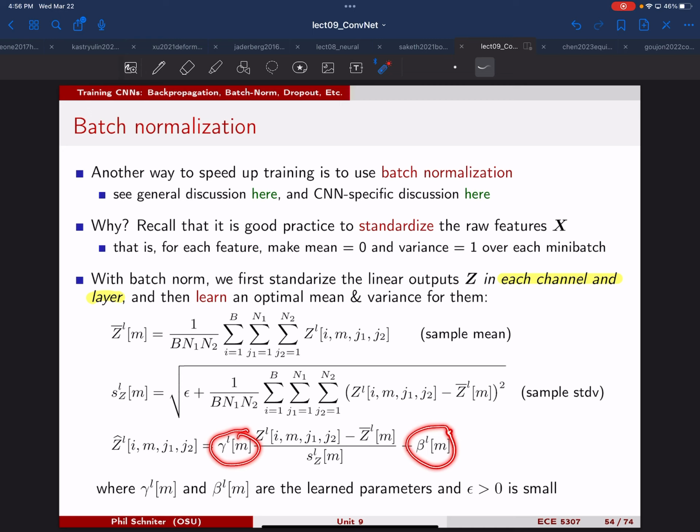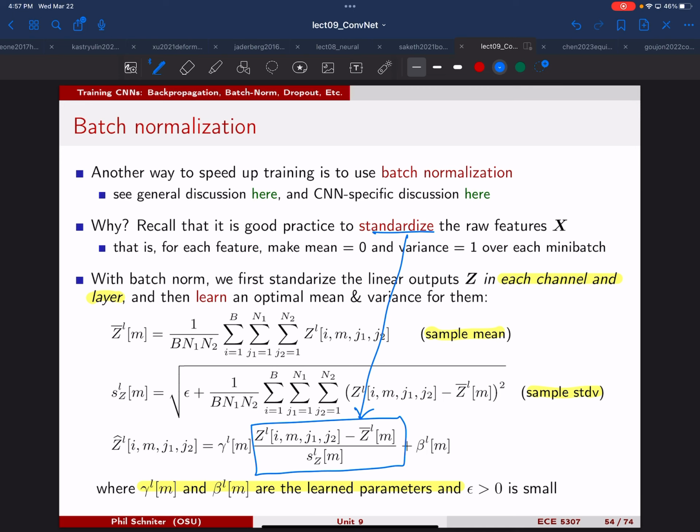And that way, if there are some better values than 0 and 1, it will learn them and it will benefit. So that's essentially how it works. You compute the sample mean, sample standard deviation. That allows you to do this standardization here. And then you go beyond that by learning possible improvements to the mean and variance for that layer and that channel. Okay, is the idea making sense?